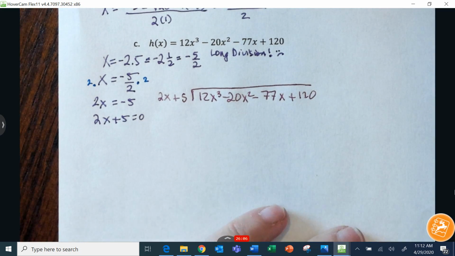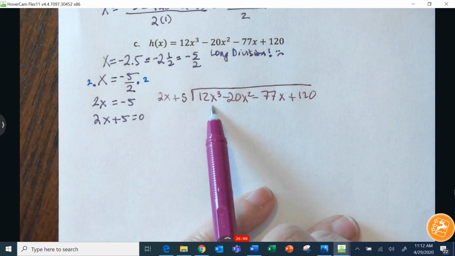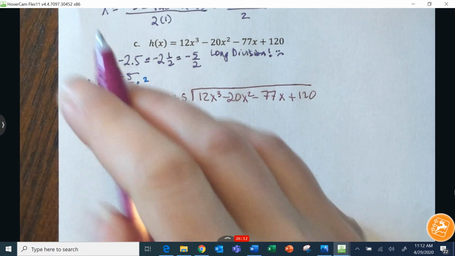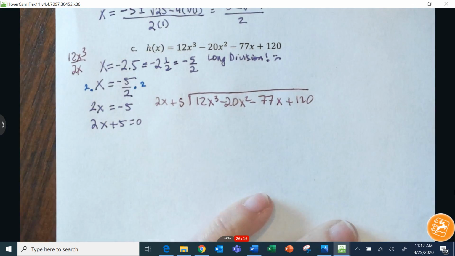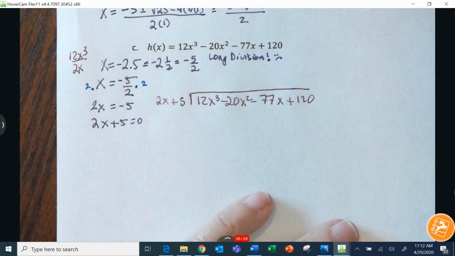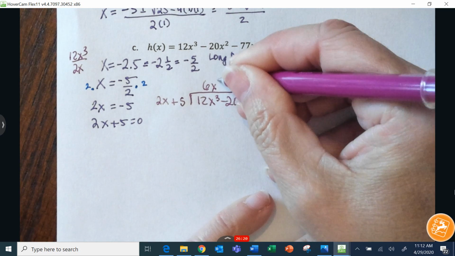All right, so long division. We're going to first divide. So 2x into 12x cubed. Remember, if you need some help, you just go off to the side and do 12x cubed over 2x. And we just reduce those. That gives me 6x squared.